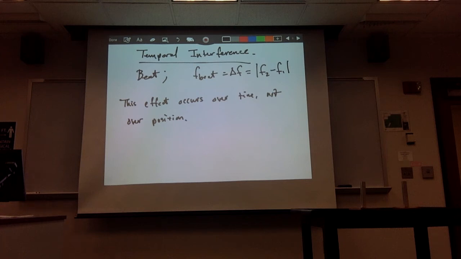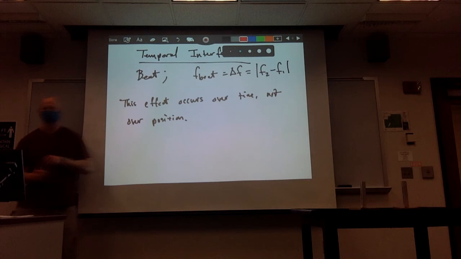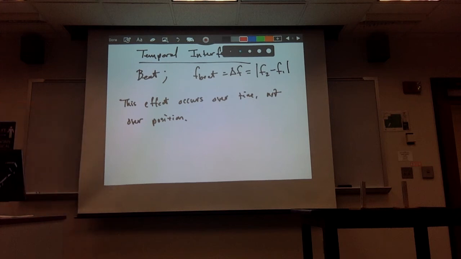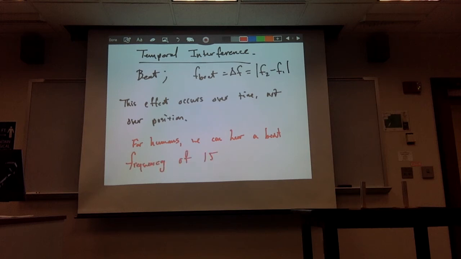Now, it turns out as a person, humans can usually only distinguish a beat frequency of about 15 hertz or less. So for humans, we can hear a beat frequency of about 15 hertz. Anything higher than 15 hertz, we don't hear it. Our brain just doesn't distinguish it. So anything about 15 hertz or less, then you'll actually hear that modulation.